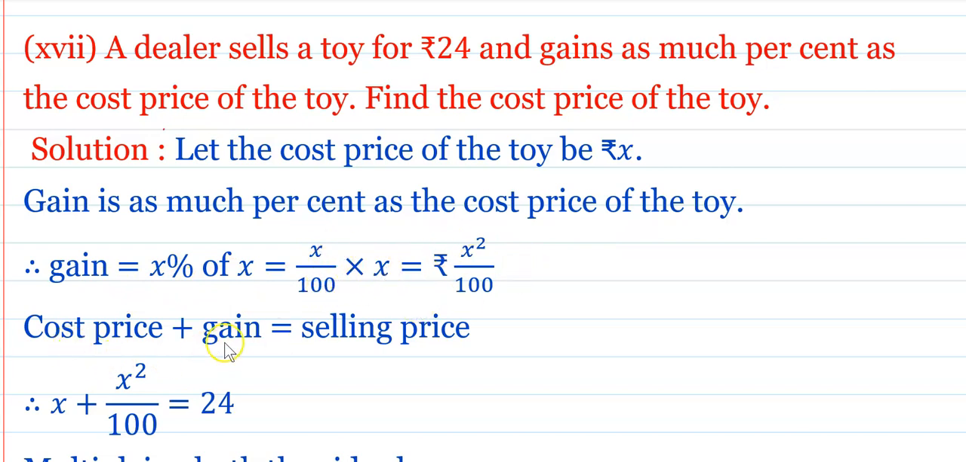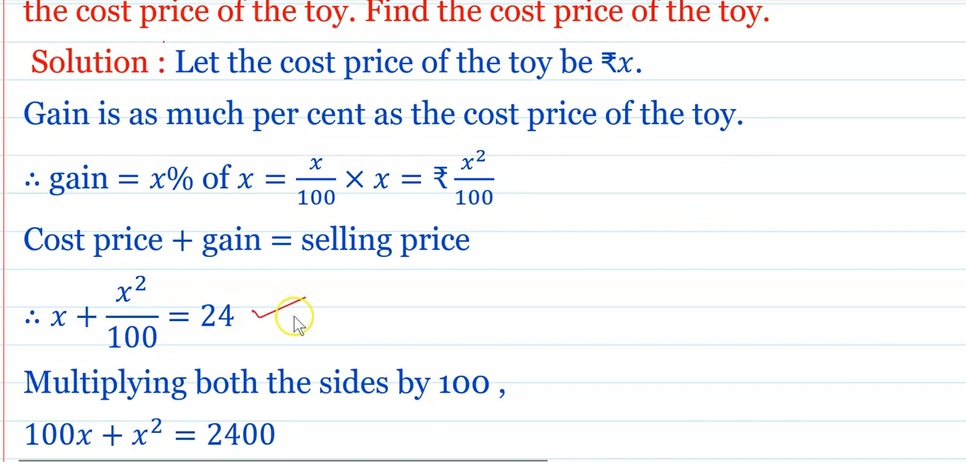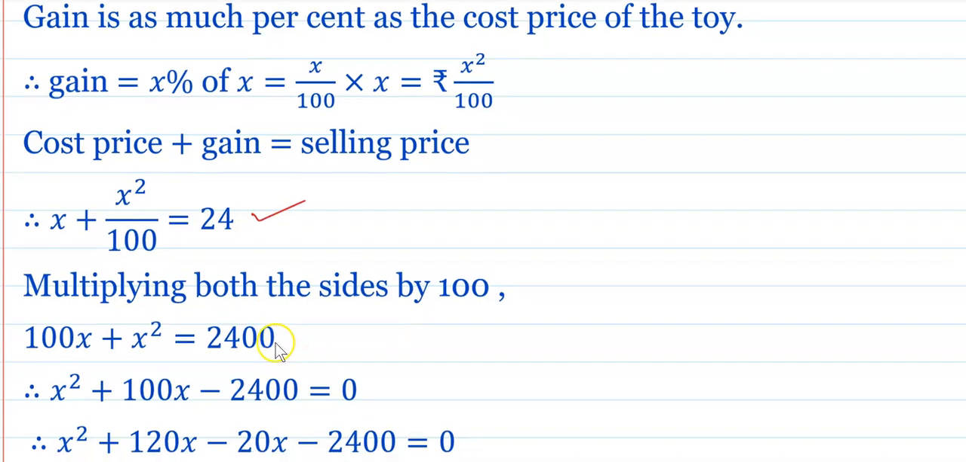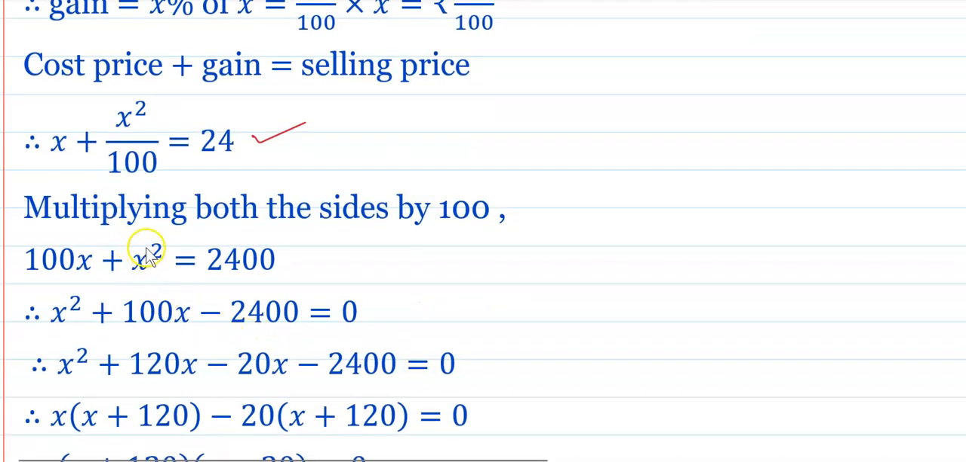Cost price plus gain is equals to selling price. Therefore, x plus x square upon 100 is equals to 24. The equation is ready here. Multiplying the whole equation by 100, you will get 100x. 100 into x square upon 100, 100 get cancelled, you will get x square. 100 into 24, you will get 2400.